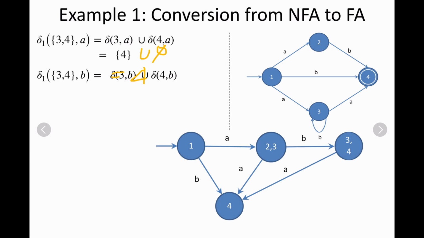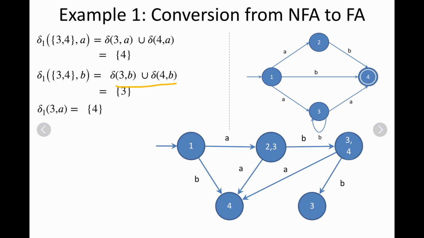Then {3, 4} on B gives 3, B union 4, B, so we get 3. So from that you get the state 3. 3 on A will go to 4, and 3 on B will go to 3. Look at this. 4 on A and B has no transition at all, so it becomes a dead state.